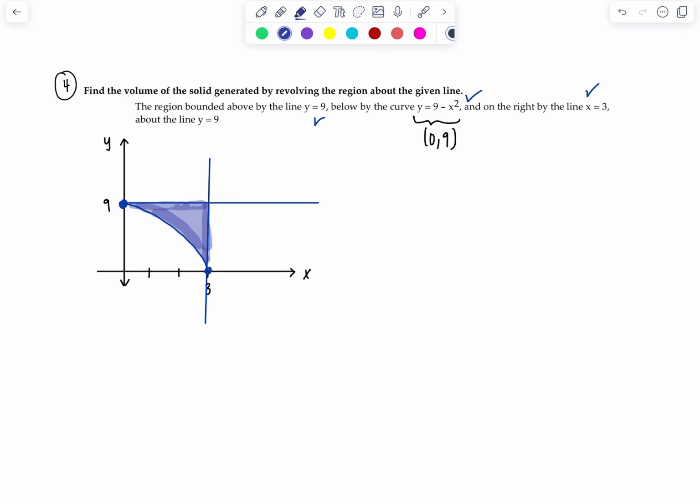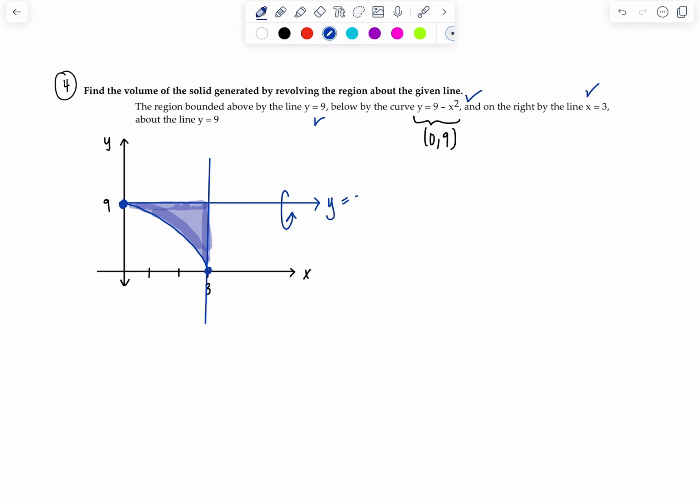Sometimes the wording confuses people, so let me break it down for you. Bounded above by y equals 9. That means y equals 9 is the upper bound. It's bounded above by that line, below by that curve. That means that curve is the lower bound, the bottom bound. On the right, by the line x equals 3. That line is the right boundary. And we're spinning all of this about y equals 9. Spinning that way.